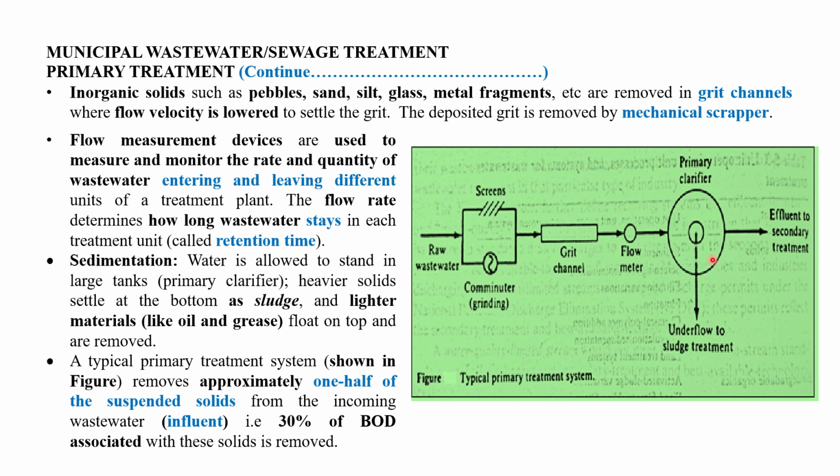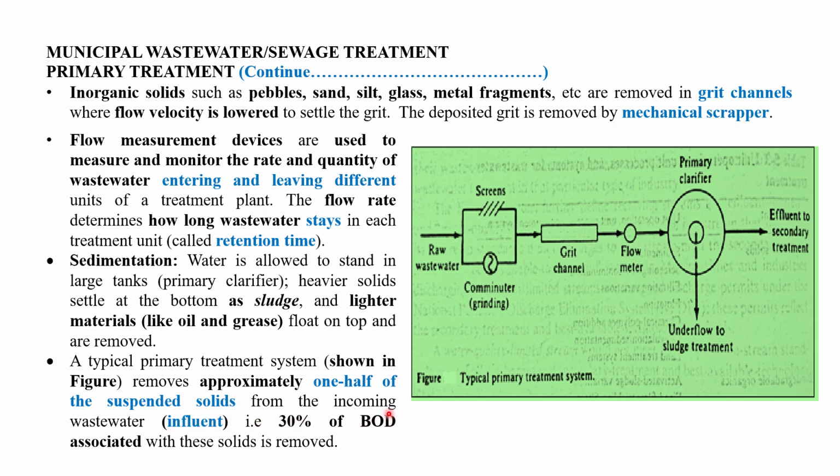The next step is sedimentation, where water is allowed to stand in large tanks. This is also called a primary clarifier. Heavier solids settle at the bottom as sludge, and lighter materials like oil and grease float on top of the primary clarifier and are removed. A typical primary treatment system is shown in this figure, which removes approximately half of the suspended solids from the incoming wastewater influent.